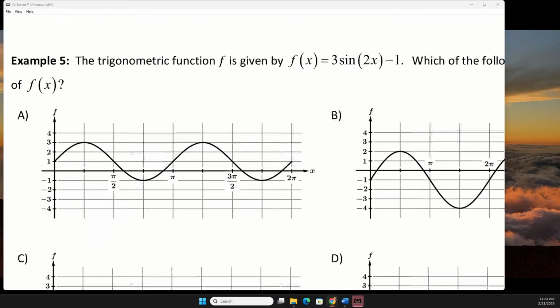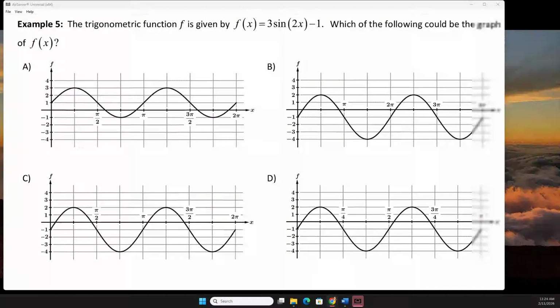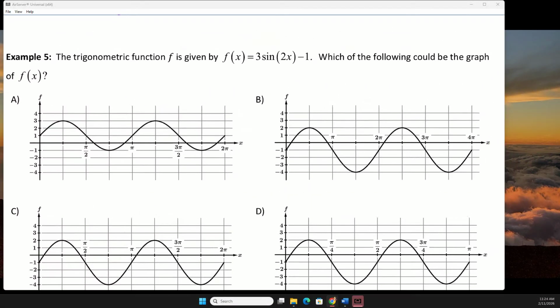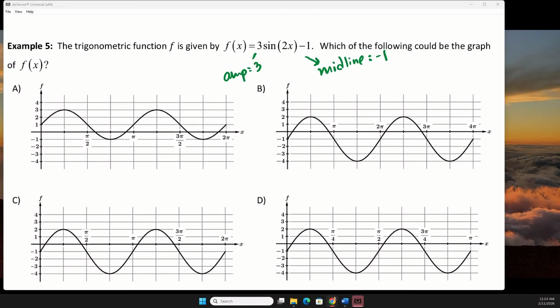All right, so let's look at example 5. Multiple choice questions with these graphs can get extremely tedious, especially when we do the bottom one where there's shifting left and right. It's a lot of work. This one's not terrible. So the right one should have an amplitude of 3, a midline of -1. Let's just start with that. So is there one that we can kick out that doesn't have those things? A. And so then it all comes down to the period.